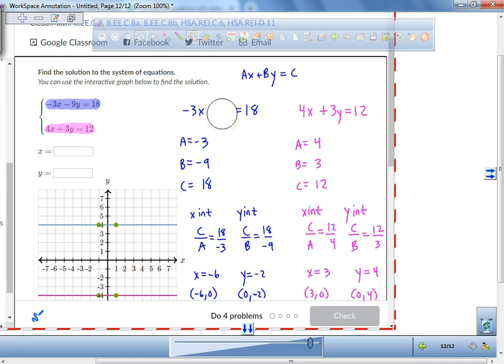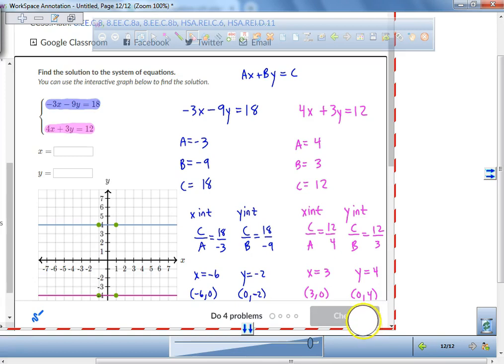Negative 3x equals 18. Well, if you divide both sides by negative 3, what do you get? You get a negative 6. If I cover up the other one, what do you see? Negative 9y equals 18. If you divide both sides by negative 9, what do you get? Negative 2. Let's cover it up. What do you see? 4x equals 12. What's 12 divided by 4? Boom, there it is right there. Cover this up. What's 12 divided by 3? 4. Boom, there it is.